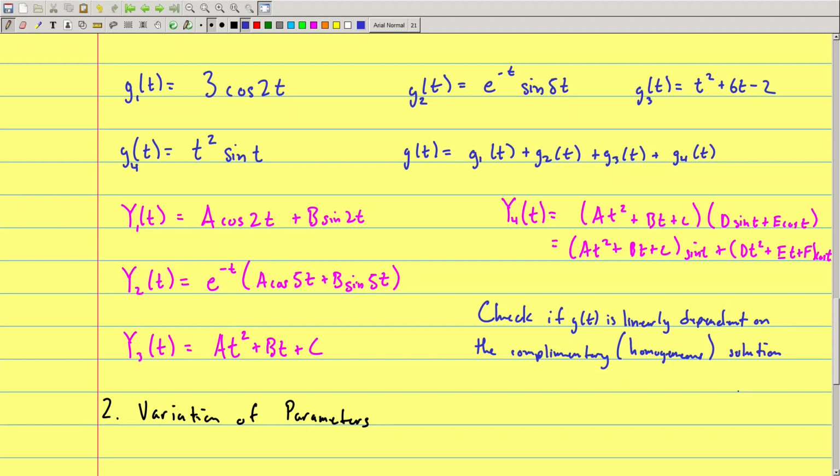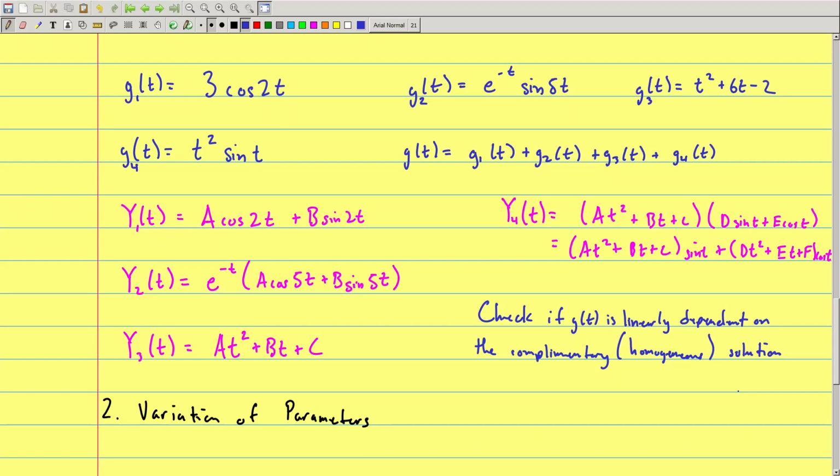One of the things that you do need to be mindful of when you're using the method of undetermined coefficients is you have to ensure that the right-hand side, the function g of t, is not linearly dependent upon the homogeneous solution, or the complementary solution, whatever you want to call it.